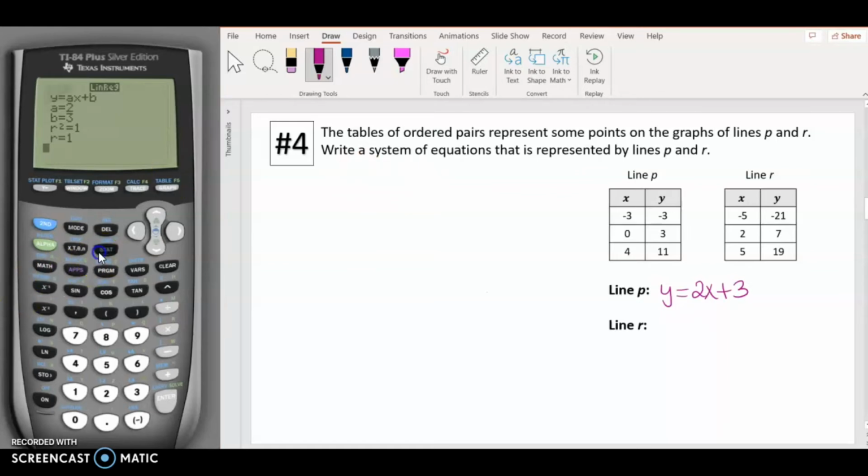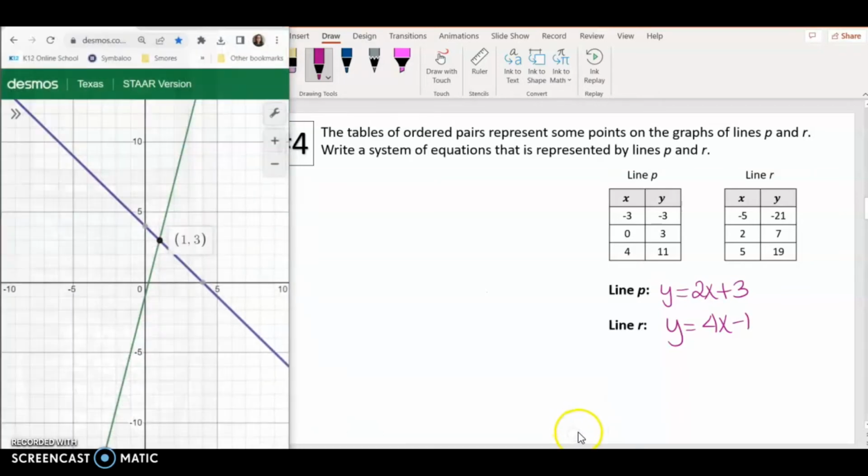So once again, you can go to Stat, hit enter on Edit, clear what's in L1 and L2. So arrow up, clear, and then enter. And then enter the values from the table. So we have -5, 2, and 5. And then we have -21, 7, and 19. So you click Stat, arrow right to calculate, choose option 4, hit enter, keep hitting enter, and then you get y equals 4x minus 1. So those are the two equations in the system.